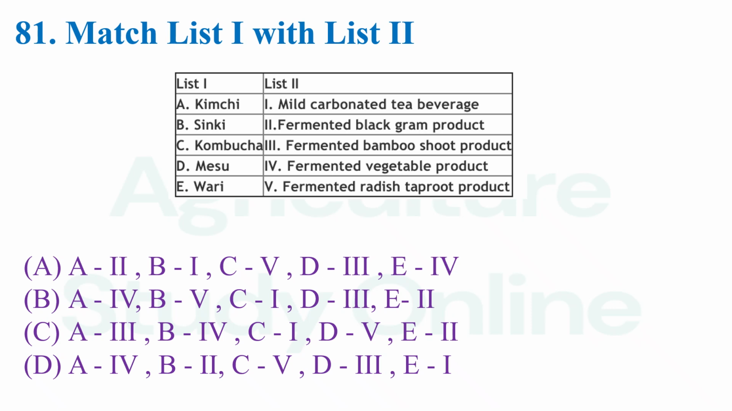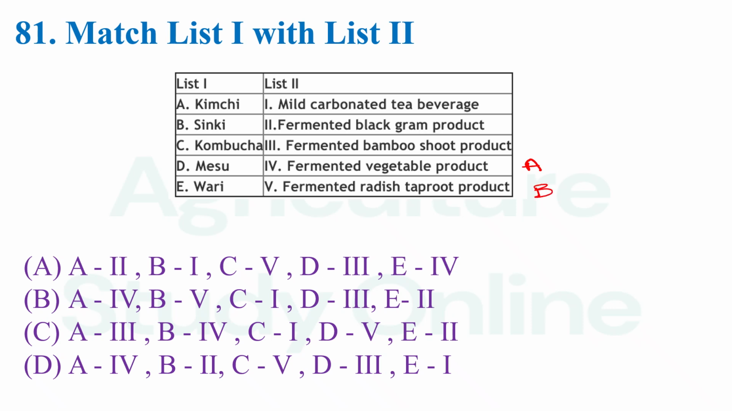Question number 81, we have to match the list 1 with list 2. So it's on the traditional fermented foods. So first one, that is kimchi. So it's a fermented vegetable product. So it's a Korean fermented vegetables, that is cabbage. So A will go with 4. Sinki. So it's a fermented radish taproot product. It is mainly used in Nepal side. So that is radish taproot. So B will go with 5.